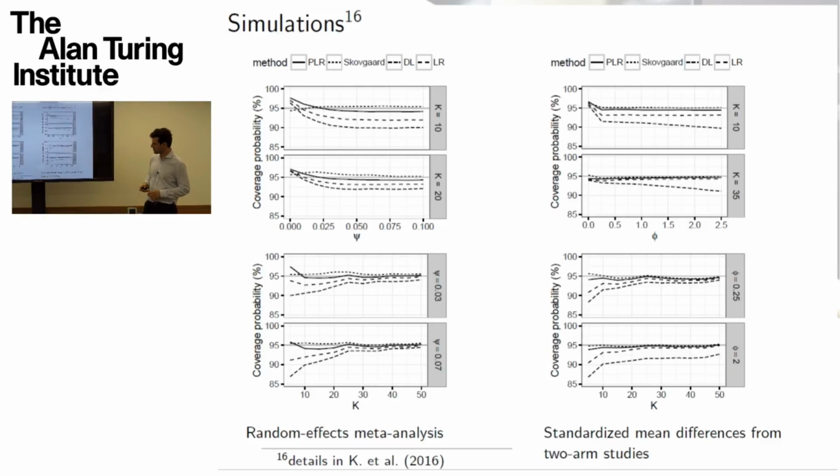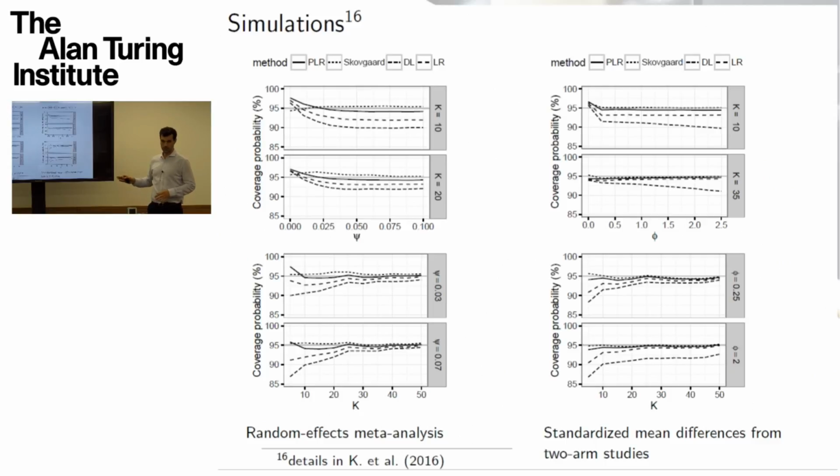Here are some simulation results from the paper we have as a preprint. The left side is the coverage probability of 95% confidence intervals based on various methods, including the DerSimonian-Laird confidence intervals, likelihood ratio, penalized likelihood ratio, and Skovgaard, which is a higher order corrective method based on a modified statistic of the log likelihood ratio. And what you see is that the dark line is the penalized likelihood ratio. You get pretty good coverage properties under the same model.